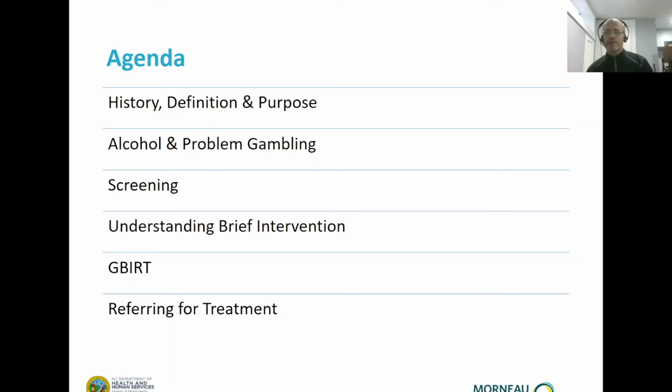an SBIRT treatment, or an SBIRT standardized process, right? But I've added to it a little bit to put that gambling twist to it. Now, as you see, we're focusing on two areas. We're talking about alcohol use disorder and gambling disorder, okay?